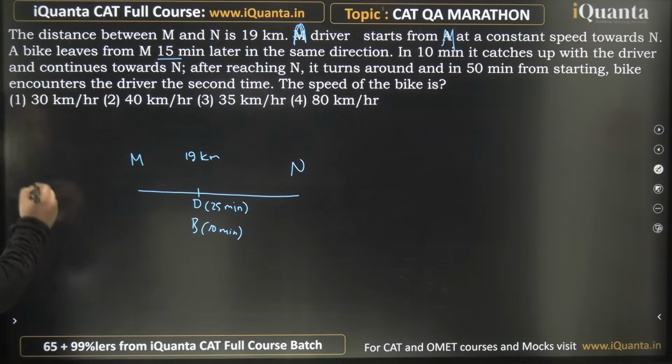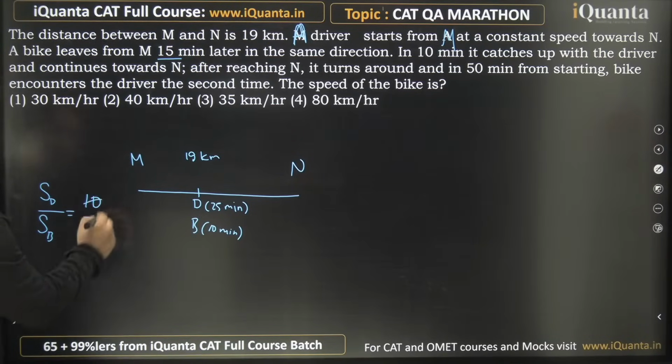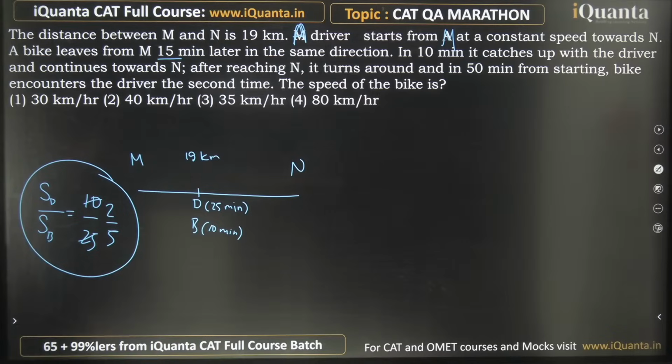So I can write the speed of the driver, the ratio of the speed of the driver to the speed of the biker will be how much? It will be the inverse of the time taken by them, that is 10 by 25, or we can say 2 by 5. Am I clear? From the first line itself, we can come to this conclusion that the ratio of speeds is 2 by 5. Cool.